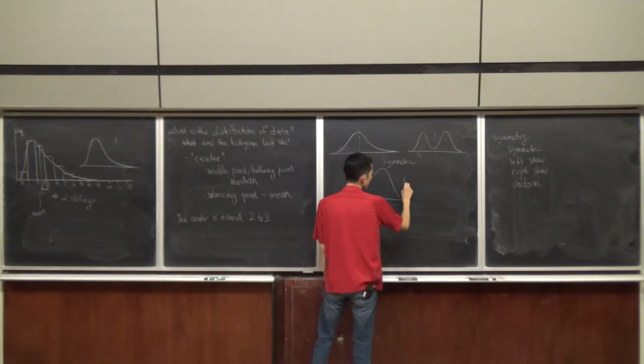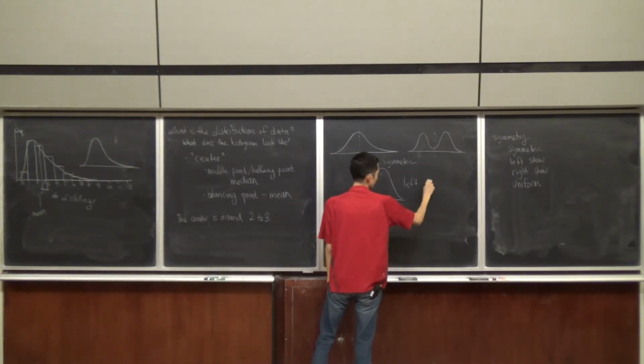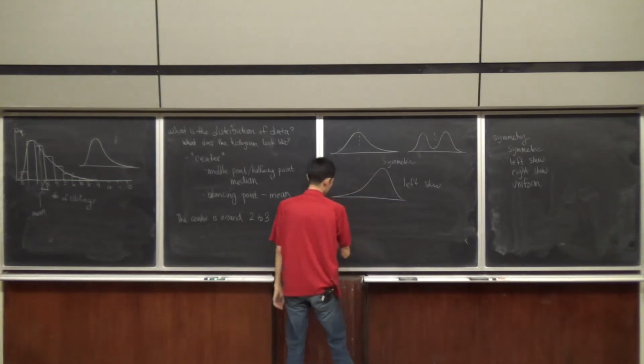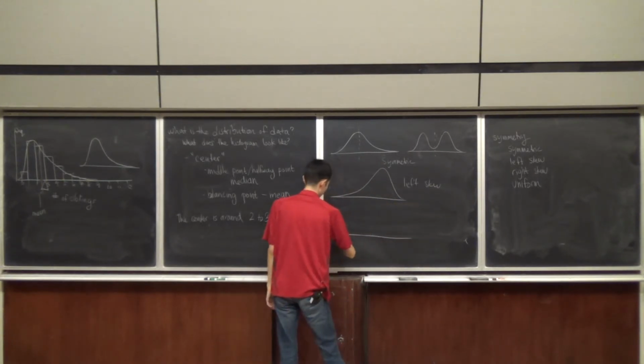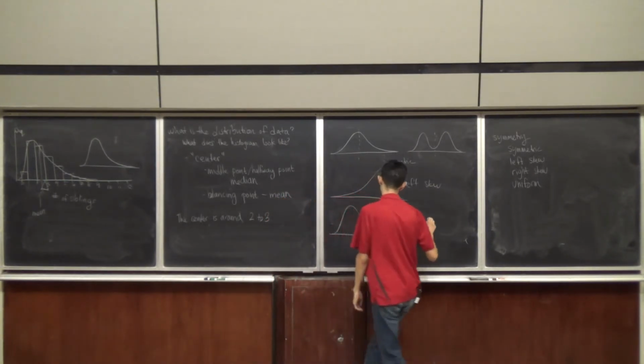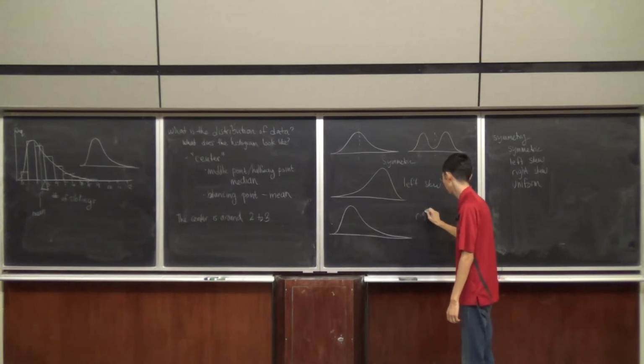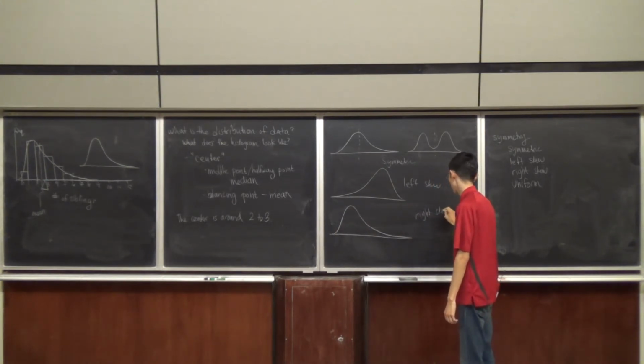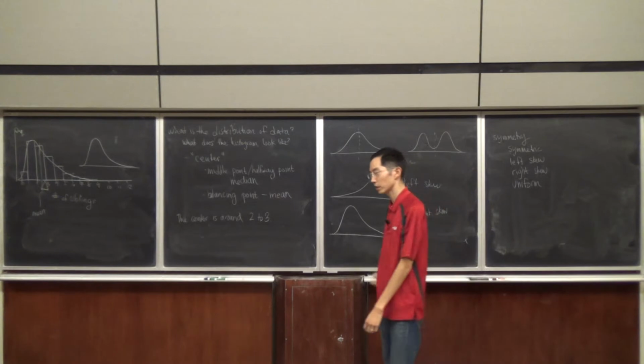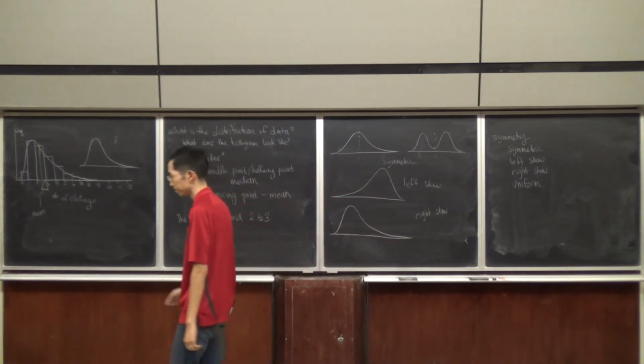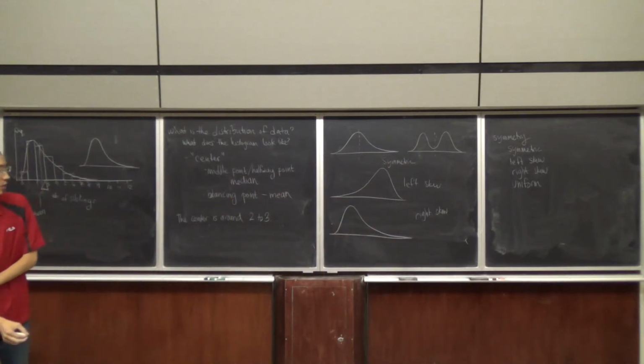Left skew looks like this. And right skew looks like that. What does it mean to be right skewed?